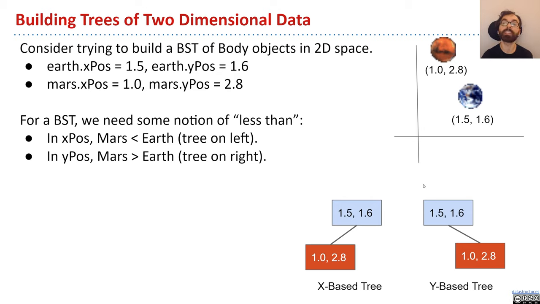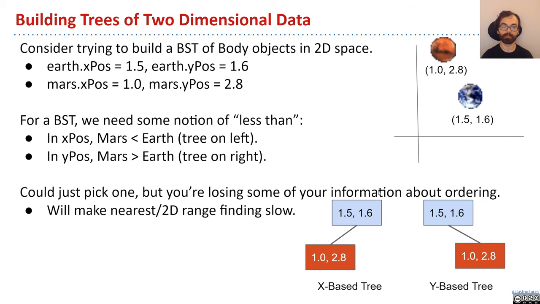And here I'm assuming that we inserted Earth into the tree first. You can, of course, do the other trees where Mars gets inserted first, but that's not important to our discussion. If you insert Earth, then Mars, then if you use x location to decide what's less than, Mars is going to be less. And if you use the y coordinate, you can just see the number, 2.8. It's bigger than 1.6. It'll be on the right. So that's how we could build a binary search tree.